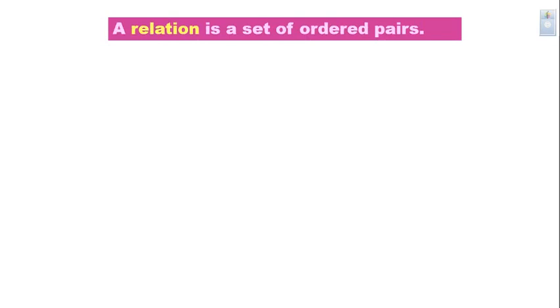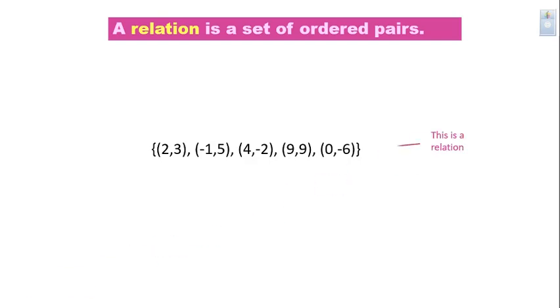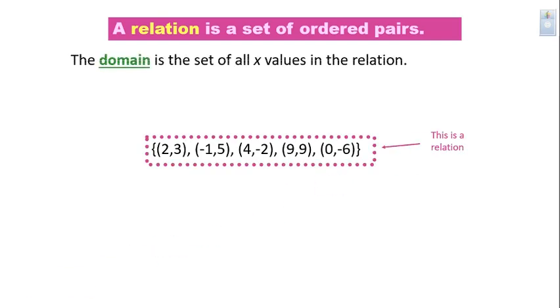Function. Let's start off with the definition of a function. We'll start off with a relation. A relation is a set of ordered pairs. Basically, a relation is a link between inputs and outputs. The input values are called the domain values, and the output values are called the range values.